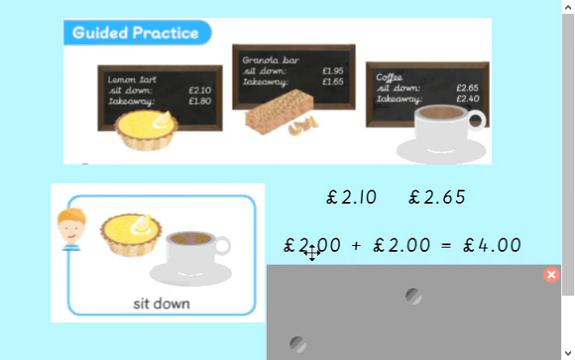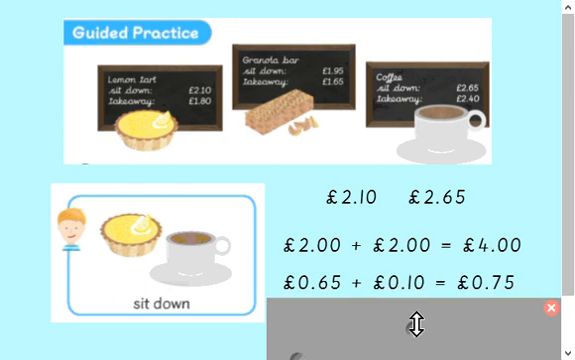So the first thing I'm going to do is show you the partitioning and recombining method. And you've got here, we're adding the pounds together first. You can see that there are £2 and £2. So if we add those together, obviously we get £4. We've now got the pence left, the pennies left, and we've got 65 pence and 10 pence. Try and put the most significant figure first. So 65 plus 10 will give you 75 pence.